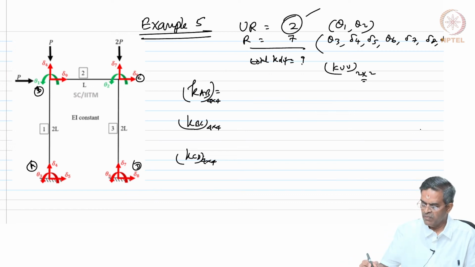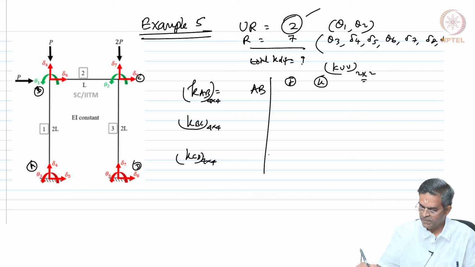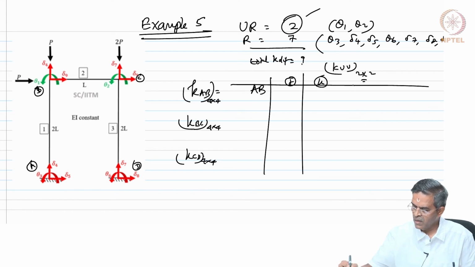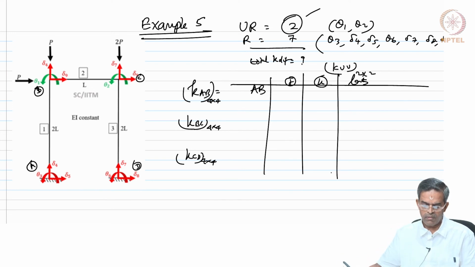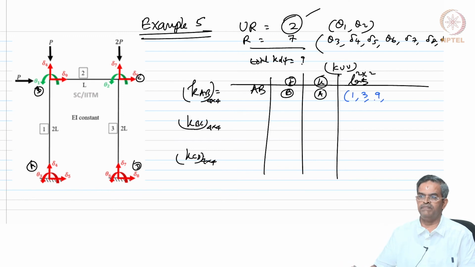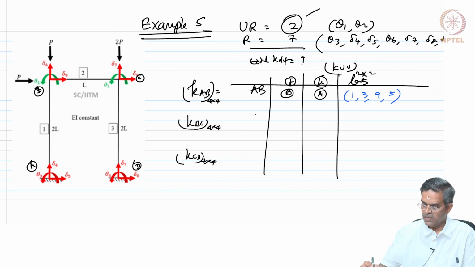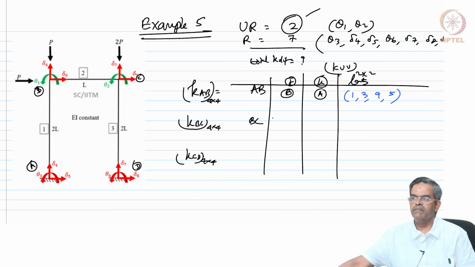So, let us make a table for the member AB. Where is my J at the end? Where is my K at the end? Okay, and what are the labels? For the member AB, we will keep this as B and this as A. So, the labels are going to be rotation at J, rotation at K, displacement at J and displacement at K.